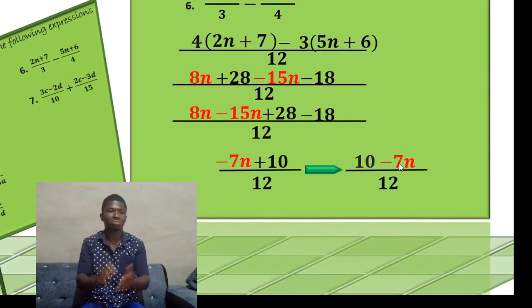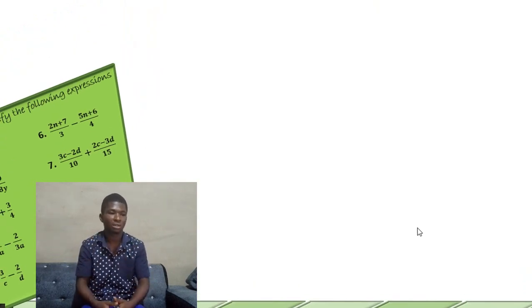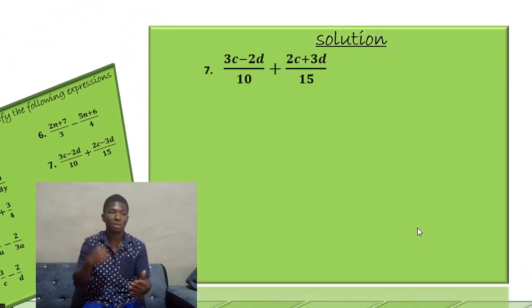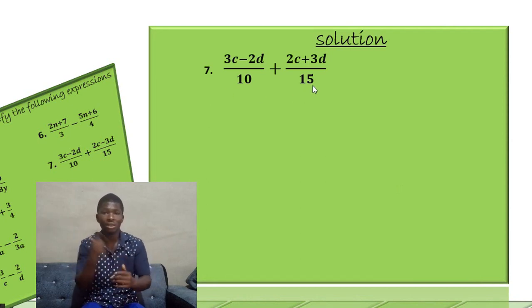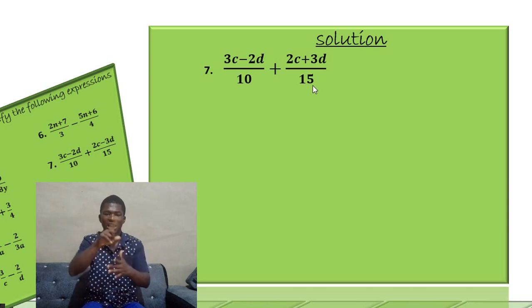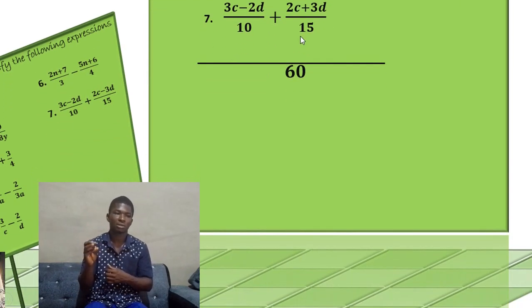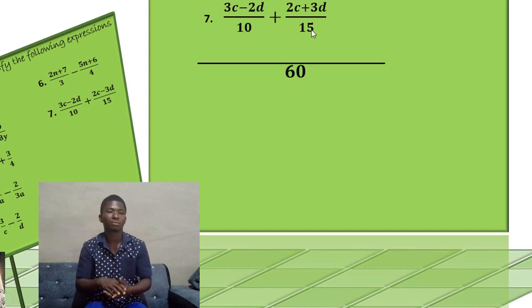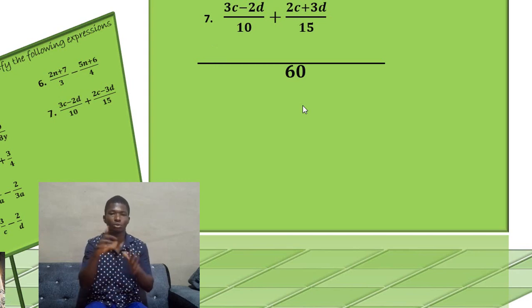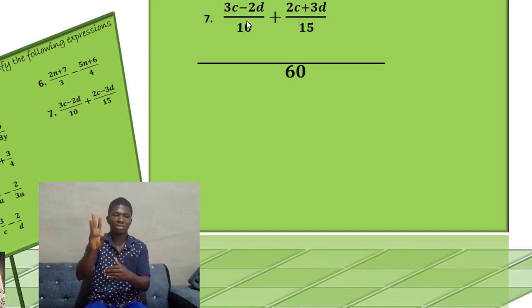Alright, the last question here, that's question 7. Here we are having 10 and 15 at the denominator. So the question still remains, what is the LCM of 10 and 15? It's 60. The LCM of 10 and 15 is 60. So what you do now is 10 dividing 60, that is 6.